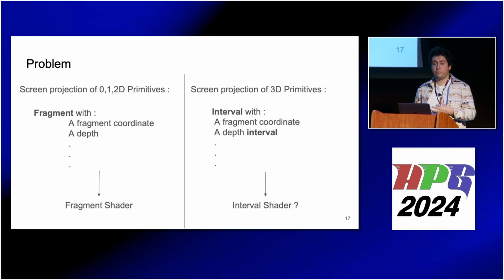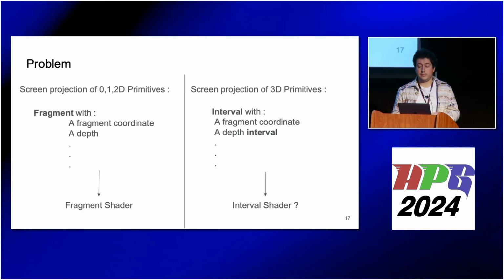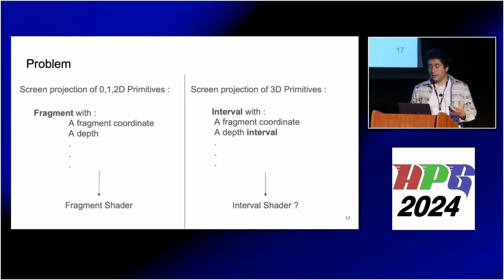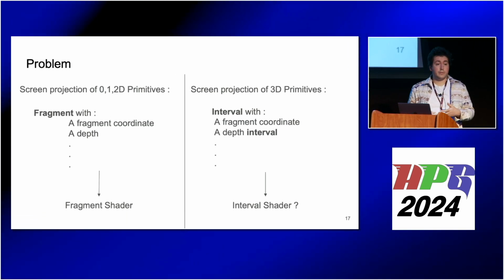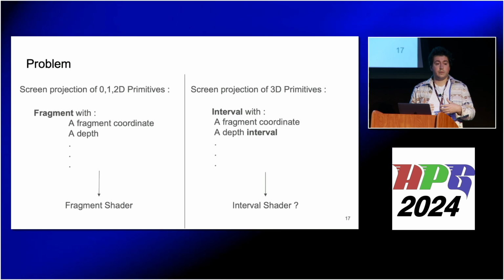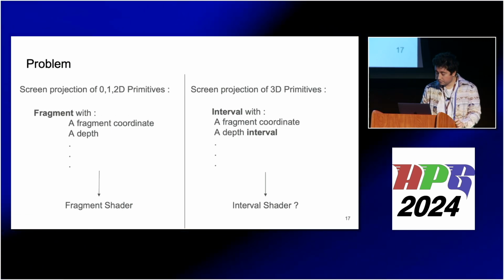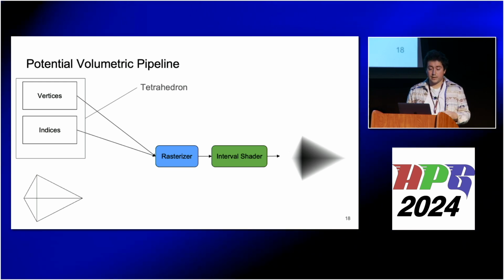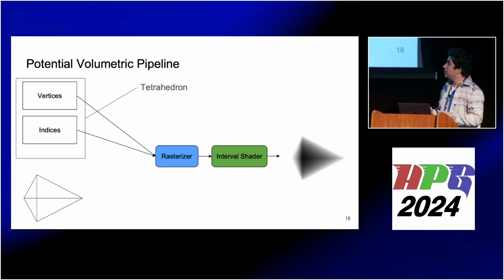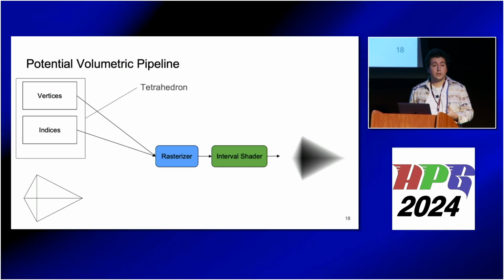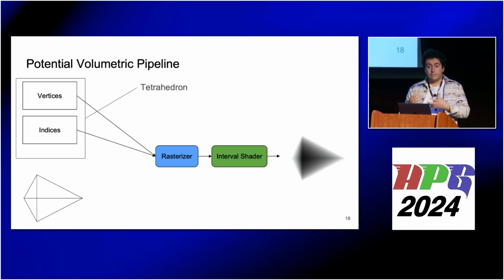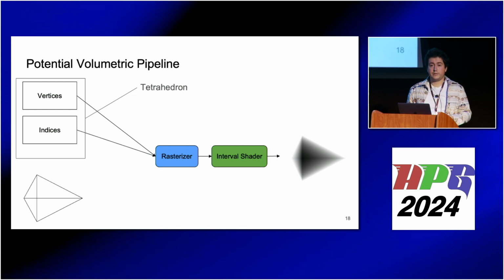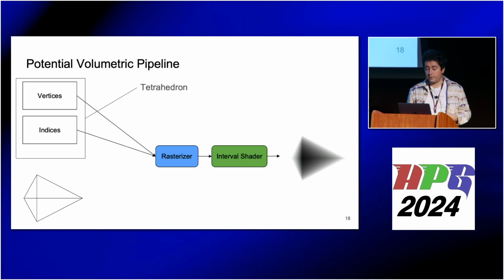In comparison, if we were to do the same kind of operation on 3D primitives, it would create an interval, because we have both a front and back face with a single fragment coordinate still, but two depths basically, and then pairs of attributes after that. If we were to dream about this ideal volumetric pipeline, it would take as input tetrahedra with vertices and indices, as we do typically for surfaces. The tetrahedra would be sent to the rasterizer, and then all of that would be solved by an interval shader that would replace the fragment shader.